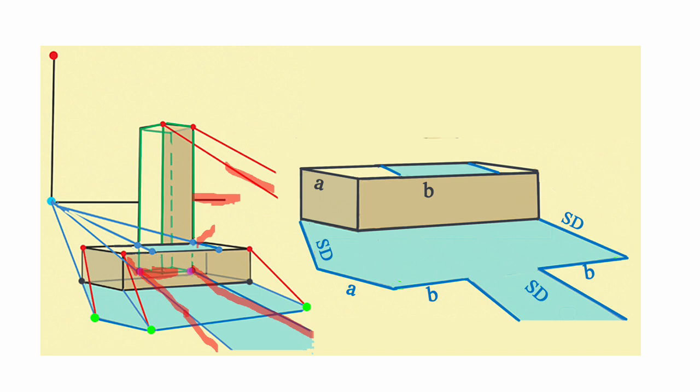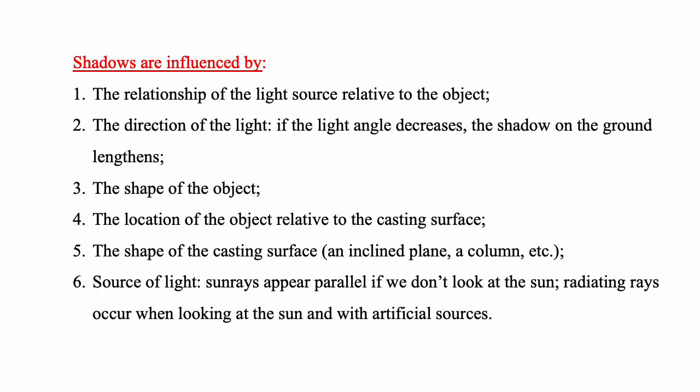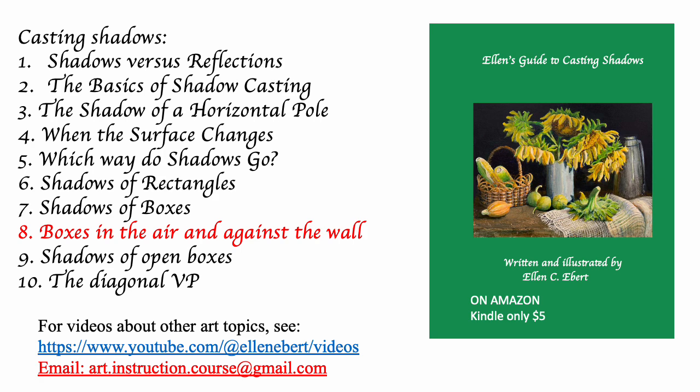And again, any shadows that go underneath vertical poles go toward the shadow direction, even this one, which goes under the vertical pole of the vertical box. Here is a summary of elements that affect shadows. My next video will talk about boxes in the air and against the wall.